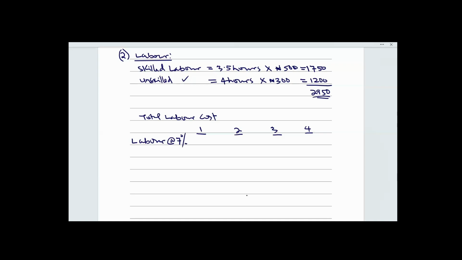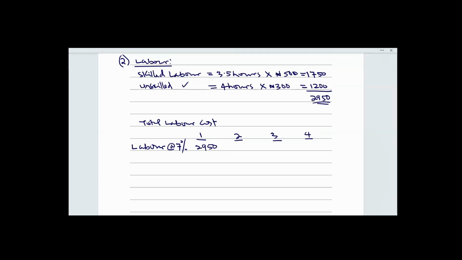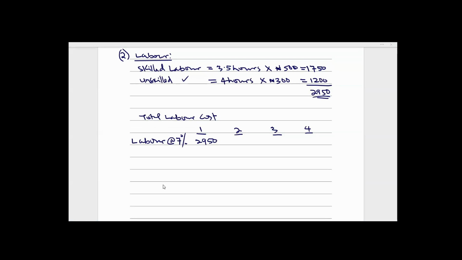Therefore, the first year price is 2,950. So we then increase this by 7%. So you carry out your calculator, 1.07 multiplied by 2,950 equal to 3,157. What you have in the calculator multiplied by 1.07.